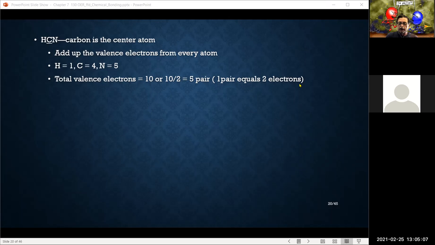And like I stated, I like to divide it by 2 because that gives me pairs, because now I can just draw a line. A line represents a pair. Every bond is a line, and it represents 2 electrons or a pair. Okay, so this number is important because that is what you got to work with.